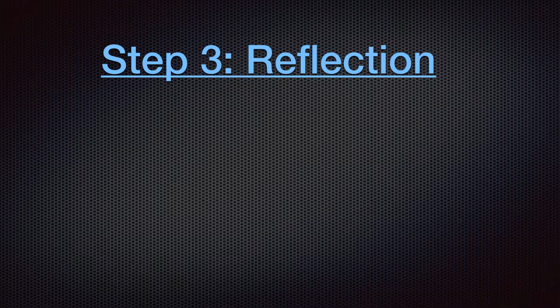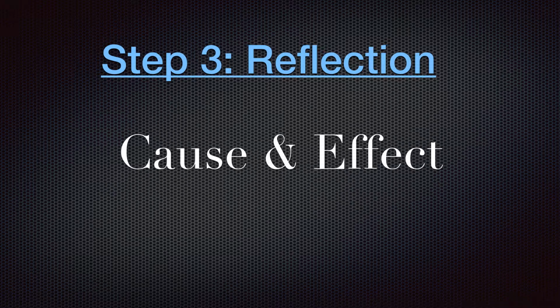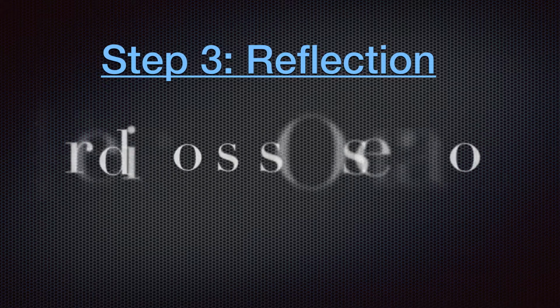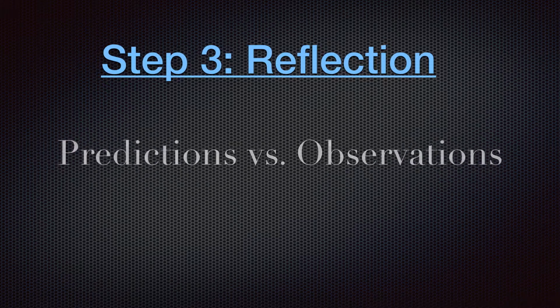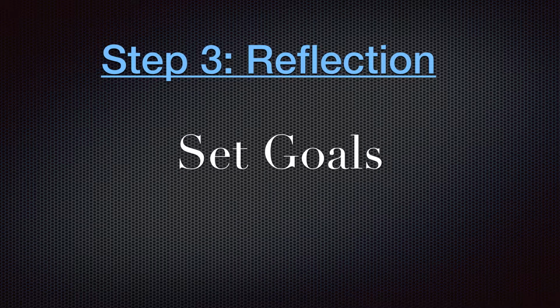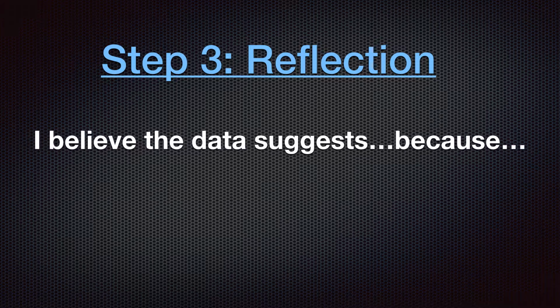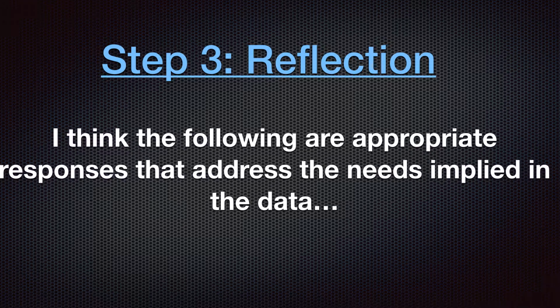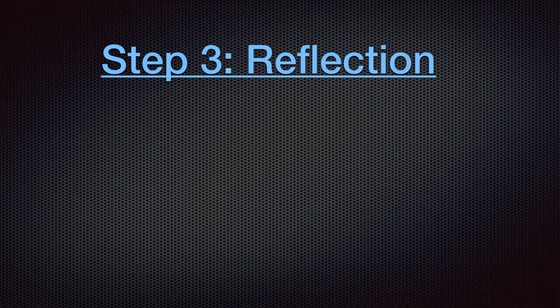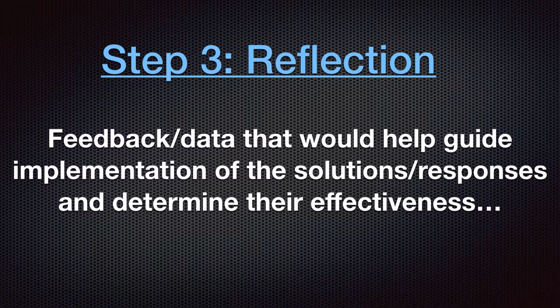Step 3 is for reflection. In Step 3, this is your opportunity to connect cause and effect. Compare your predictions with your observations, and make plans or set goals that address the issue observed in the data. Some sentence stems that can be used here would be, I believe that the data suggests because, or I think the following are appropriate solutions or responses that address the needs implied in the data. And finally, feedback or data that would help guide implementation of the solutions or responses and determine their effectiveness would be.